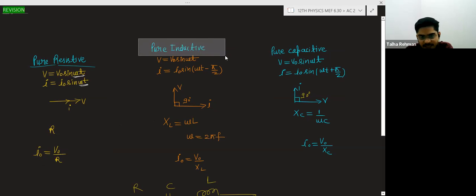In case of a purely inductive circuit, I have written the value of the voltage V is equal to V naught sin omega t, but the current equation will change. I is equal to I naught sin (omega t minus pi by 2).